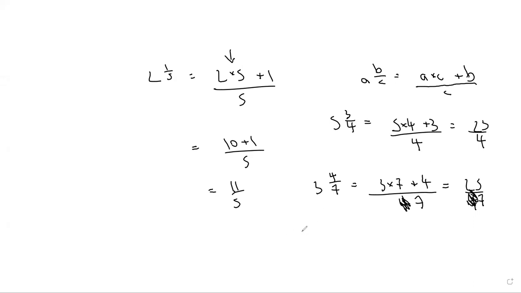Yeah, 3 times 7, so that's 21 plus 4, 25, 7 on the bottom, good. Sorry about that. And the last one is 6 and 2 over 3. So it'd be 6 times 3 plus 2, and then on the bottom should be 3. So that's 20 over 3. Good, good, good.